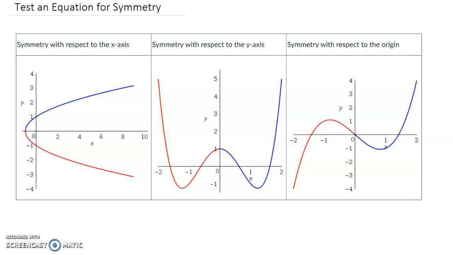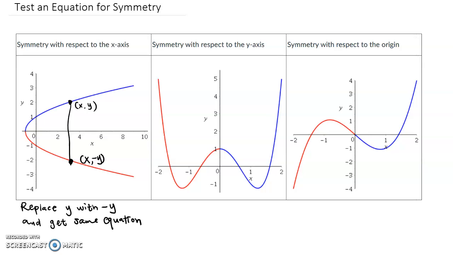This video is to test an equation for symmetry. It's easy to tell if a graph is symmetrical with respect to the x-axis, y-axis, and the origin. If it is symmetrical with respect to the x-axis, then for every point (x, y) on the graph, you can always find a point that has the same x value but the opposite y value.